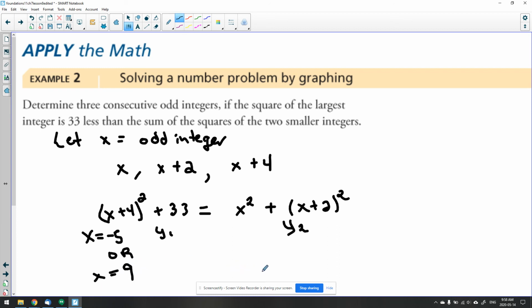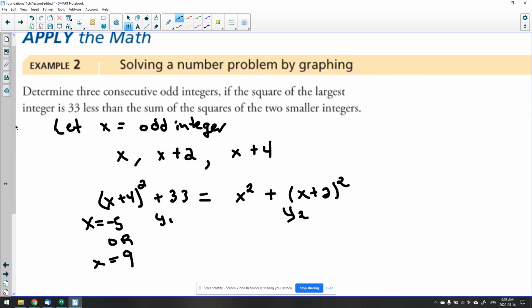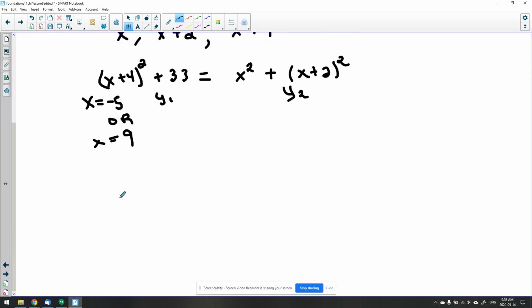In which case, then, when x equals -5, we'll have -5, -3, -1. Or when x equals 9, we'll have 9, 11, and 13 as our three consecutive integers.